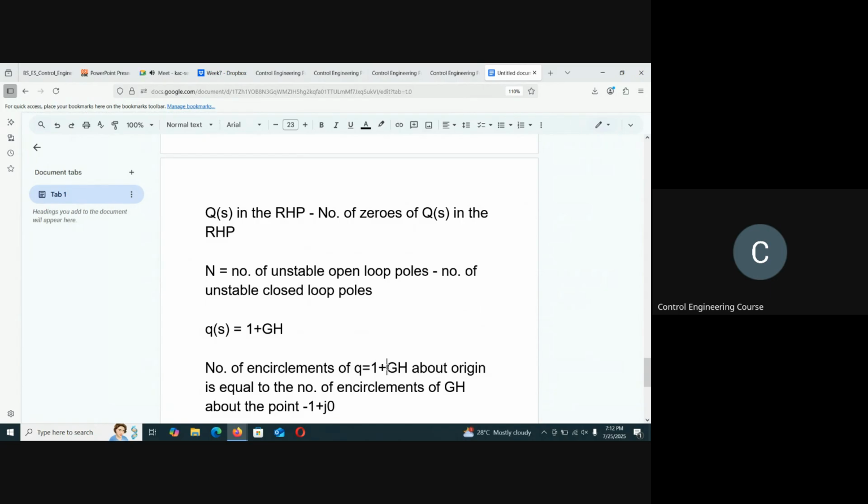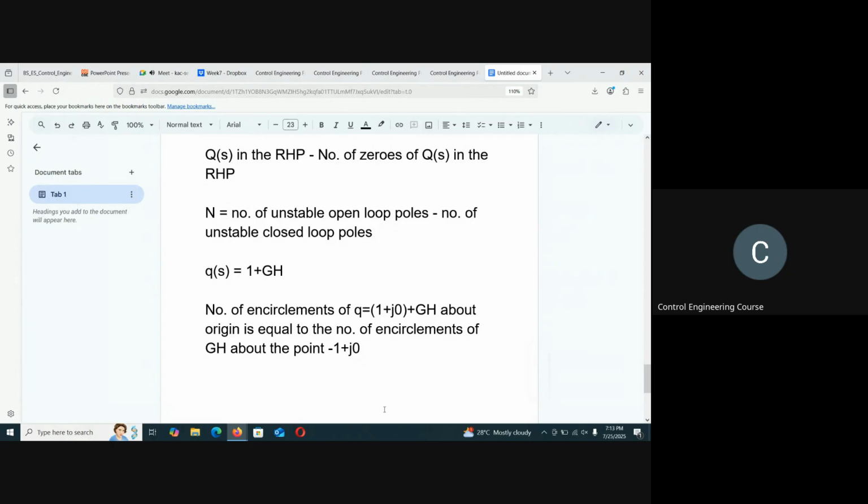You add 1 to GH to get Q. Correct? So, counting the number of encirclements of this big guy about the origin is the same as counting the number of encirclements of just this guy about the point minus 1, right? Because 1 is nothing but 1 plus J0 in the complex plane, correct? Any encirclement of GH about minus 1 plus J0 will contribute to the encirclement about the origin here, right? Got it?